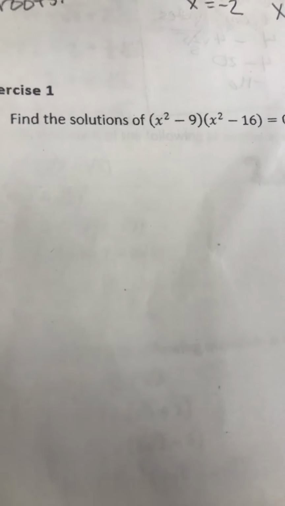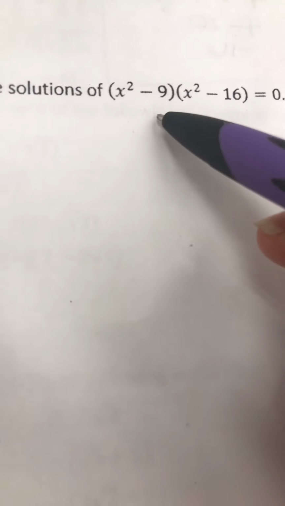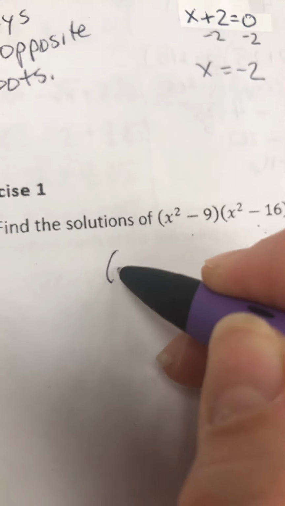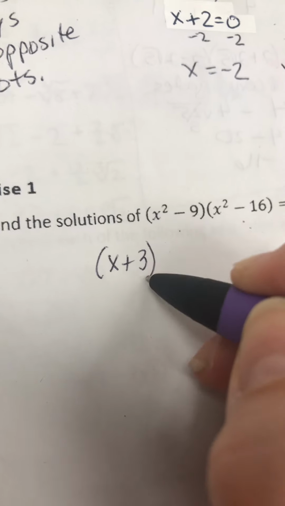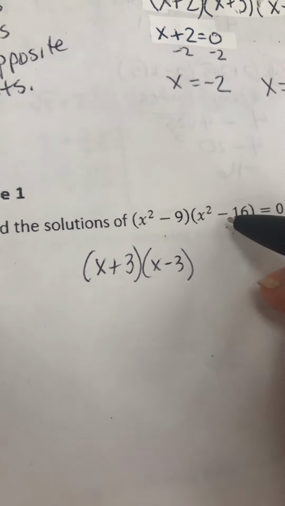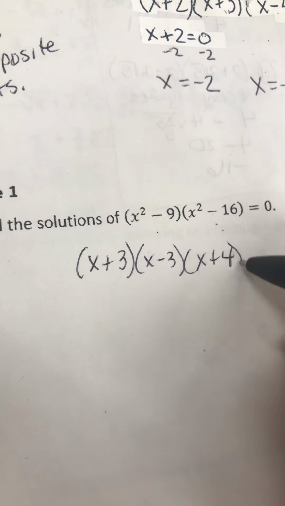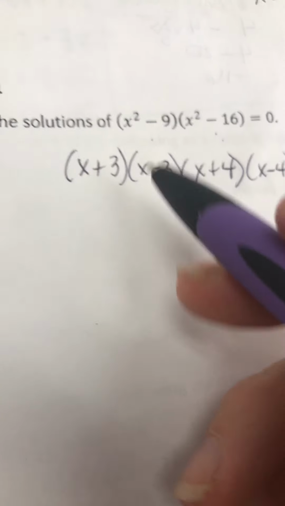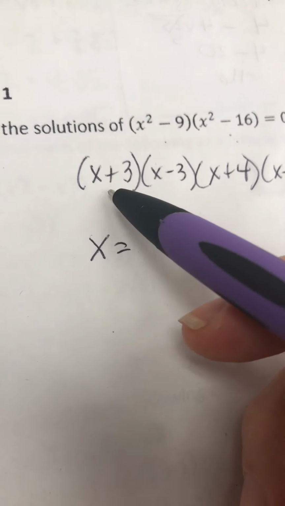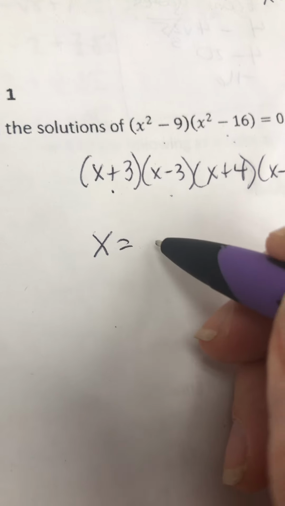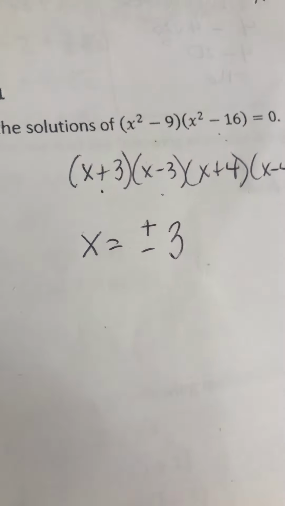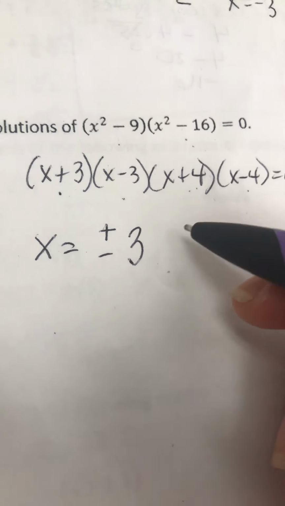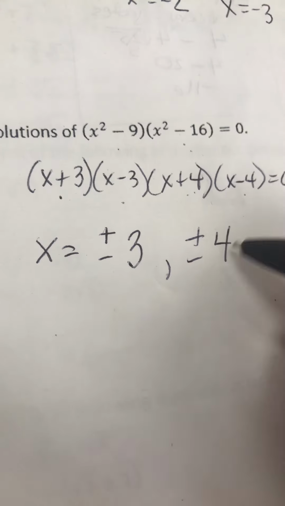Okay? So exercise 1. First thing we're going to do is we see this is already somewhat factored, but not fully factored. So you're going to need to factor the rest of the way, x plus 3, x minus 3. And this one would be x plus 4, x minus 4. Factors and roots are always opposite. So this is going to give me a negative 3, and this is going to give me a positive 3. So another way we could write that is just positive negative 3. And this is going to give me a negative 4. This is going to give me a positive 4. So I'm just going to write positive negative 4.